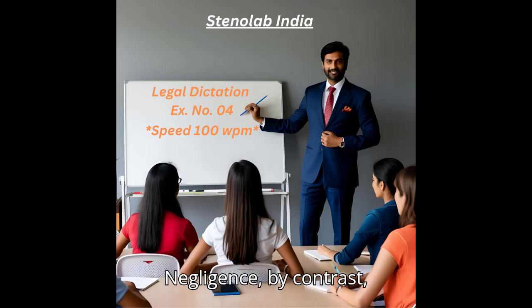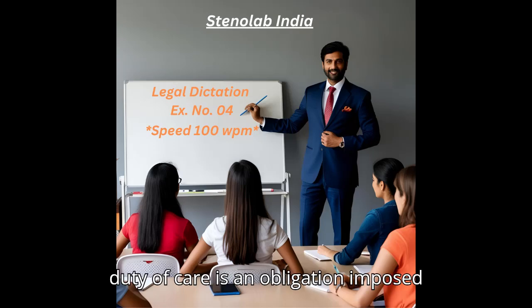Negligence, by contrast, is predicated on the failure to exercise reasonable care, resulting in harm to another. To establish negligence, a plaintiff must prove 4 essential elements: duty, breach, causation, and damages. The duty of care is an obligation imposed by law, requiring individuals to act in a manner that avoids foreseeable harm to others. A breach occurs when a defendant fails to uphold this standard, either through action or omission.